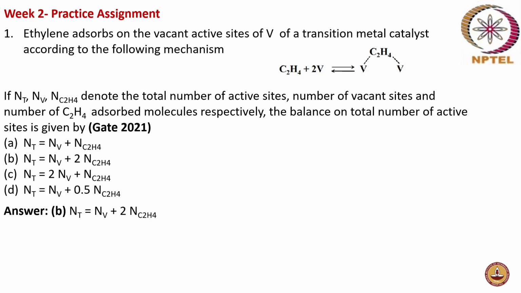It's actually option B, because NT is total active sites, NV is free active sites, and NC2H4 is the active sites occupied by ethylene. If you look into this reaction, this ethylene is occupying two active sites, right? So a single ethylene will occupy two active sites. So it should be 2 times the number of active sites occupied by ethylene. So it is Nt equal to Nv plus 2 Nc2H4.